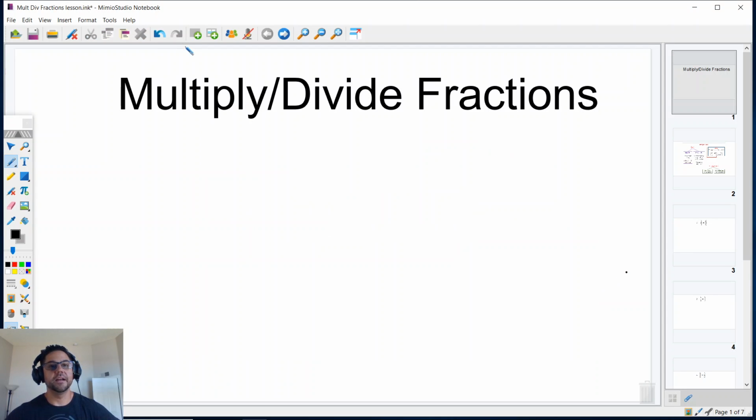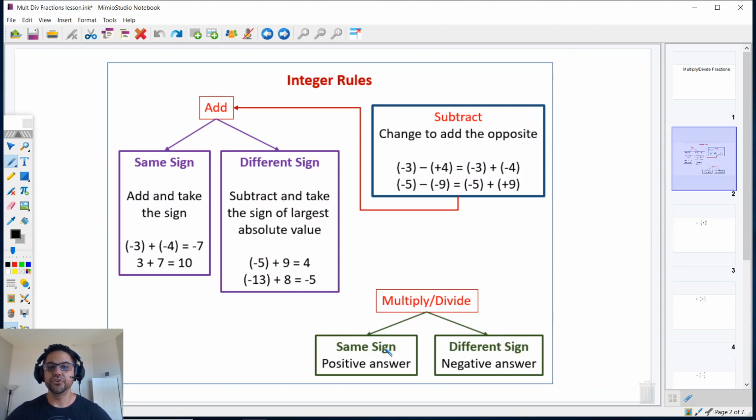All right, superstars. We're going to be looking at multiplying and dividing fractions today. So this is actually the easier of the two concepts with your fractions. The add subtract is actually a little bit more difficult. Multiply, divide, students are more successful. And the reason is, again, because we're really just going to focus on the same integer rules. So fractions and integers share the same rules. Multiplying, dividing, again, remember, same sign, positive answer, different sign, negative answer.